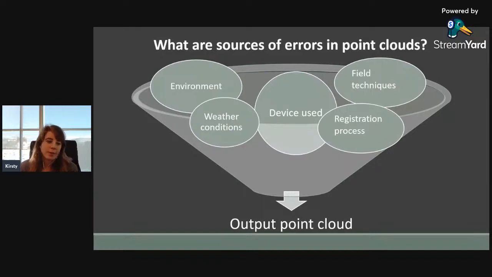So just to go over briefly some other sources of error, the environment is key. Are you in an environment with good geometry, or is there lots of moving objects such as trees and cars? Or is there lots of reflective materials causing noise? All of these factors can affect how your point cloud comes together.